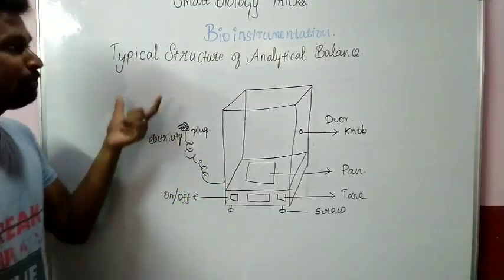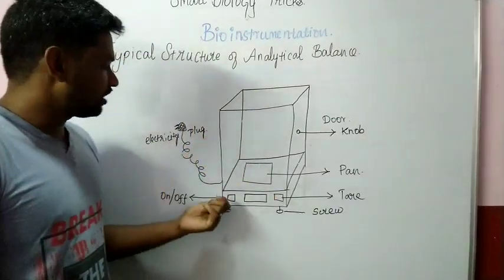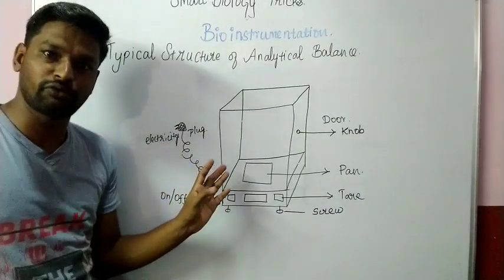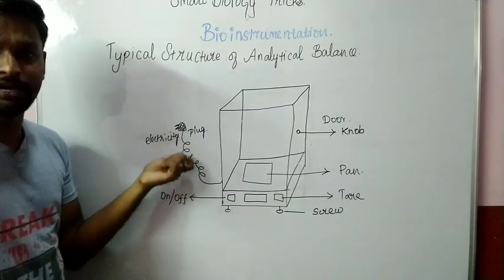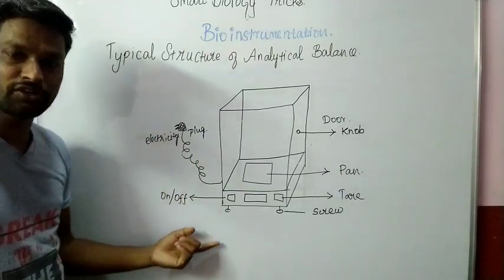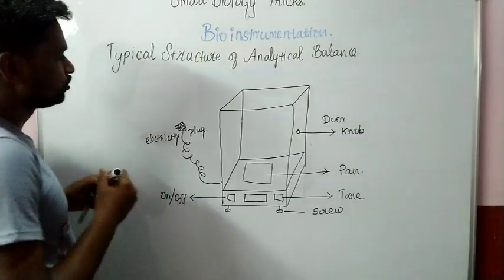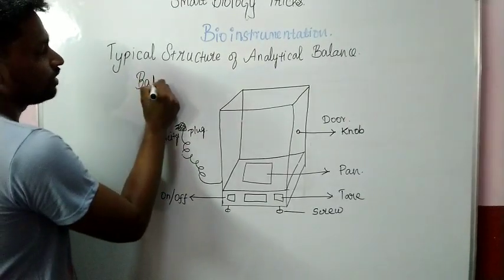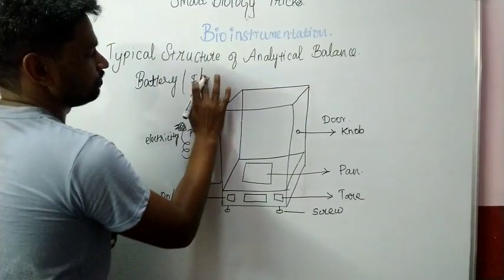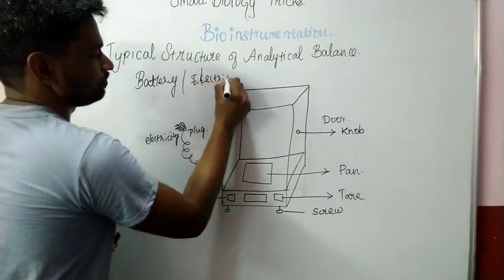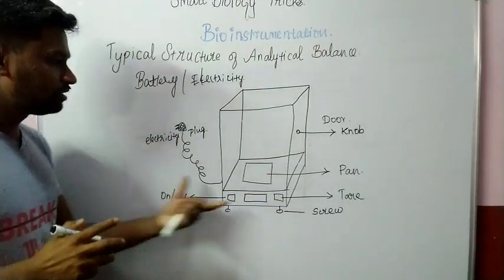Let us discuss the typical structure of an analytical balance. Before going to the structure, we should understand some basics of this instrument. These instruments run on electricity. With the help of electricity only, this instrument is working. This instrument can also work on a battery. So the instrument can run on either battery or electricity.